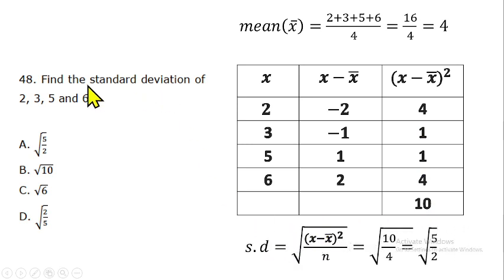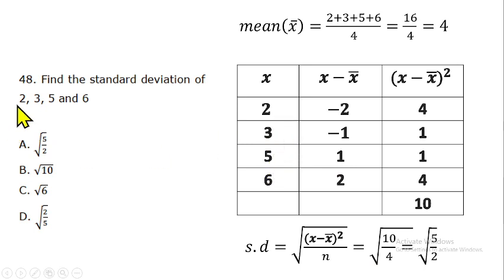Then standard deviation for ungrouped data is the square root of the sum of (x minus x bar) squared over n. This is for ungrouped data. If it is grouped data, then you will have frequency multiplied by this, then frequency is under as well. But this is on ungrouped data. And we have already computed this. That should give us 10 over n, where n is the total number of data we have there, which is 4.